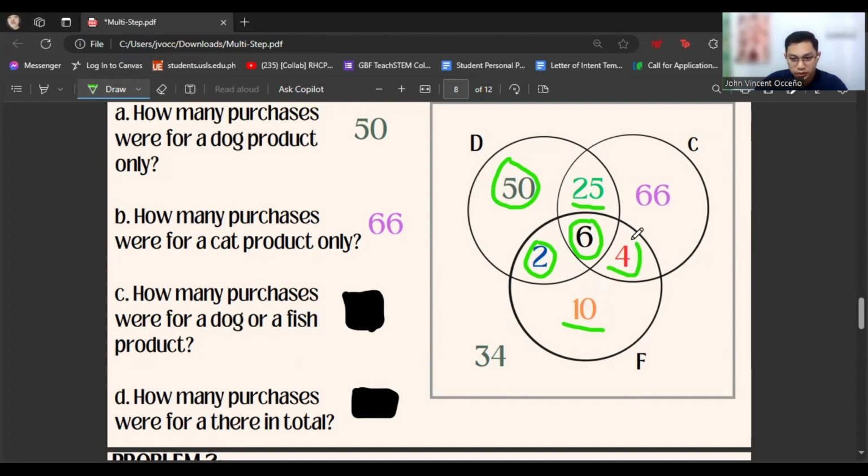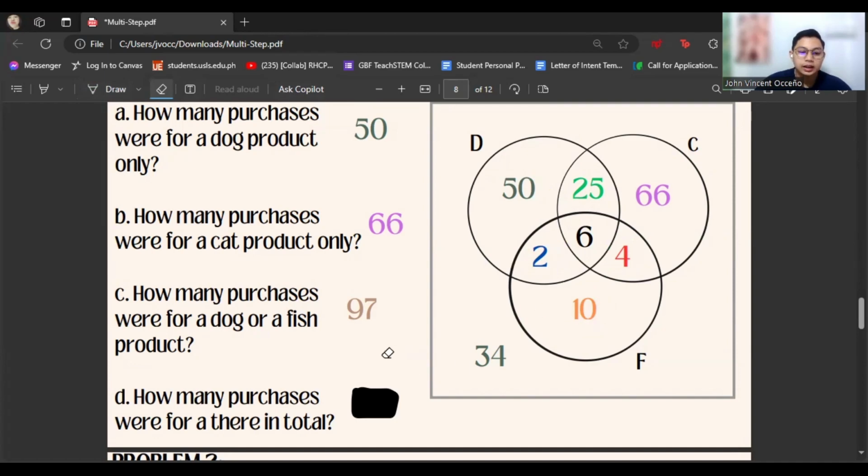And the last one would be 4 here. Since it is cat and fish, it still includes fish. We just do not include the cat here, since it only purchases cat. So we add all of them: 50 plus 25 plus 6 plus 2 plus 4 plus 10. We get an answer of that.